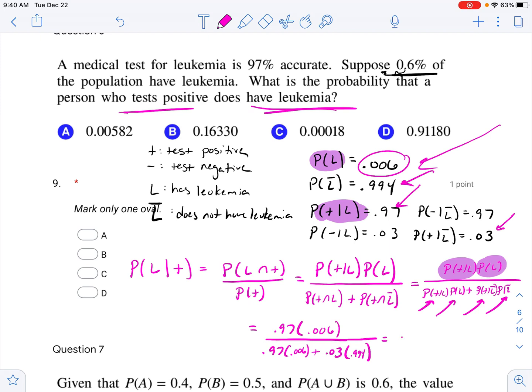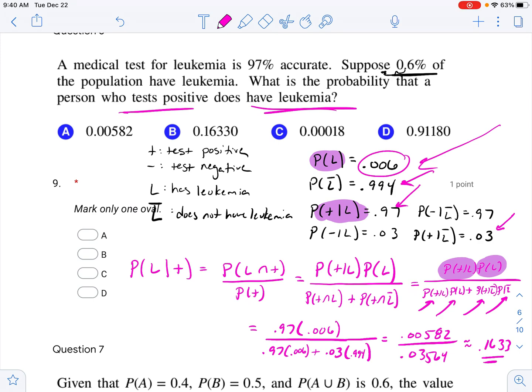I would recommend punching the top in, then punching the bottom in, and then doing the division. Don't try to punch this all in at once. It gets kind of hectic with the parentheses you have to use. Punching in the numerator gives me that. Punching in the denominator gave me that, for about 0.1633, which is choice B up there.